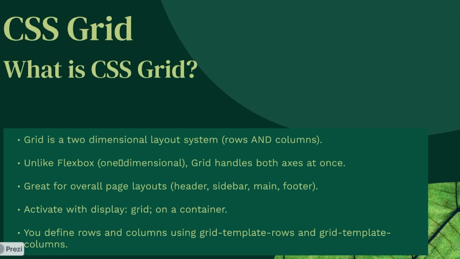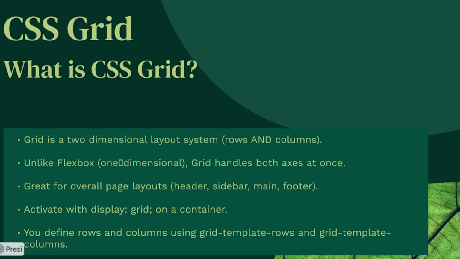Now, let's talk about CSS grid, one of the most powerful layout systems in CSS. The CSS grid system is a two-dimensional layout system. That means it can handle both rows and columns at the same time. Unlike Flexbox, which mainly works in one direction, CSS grid gives us complete control over the entire page layout. It is commonly used for creating a website structure like header, sidebar, content section and footer.